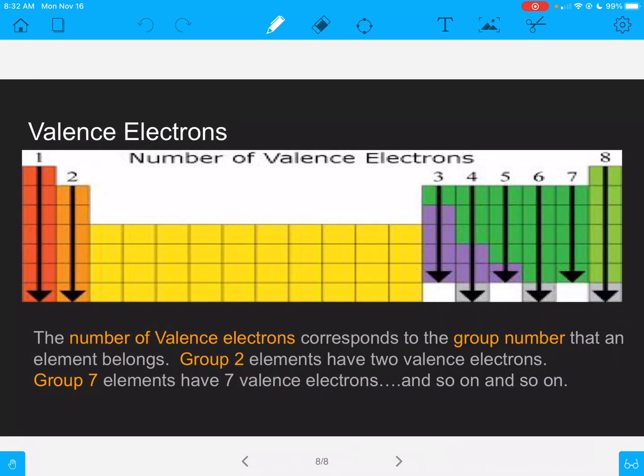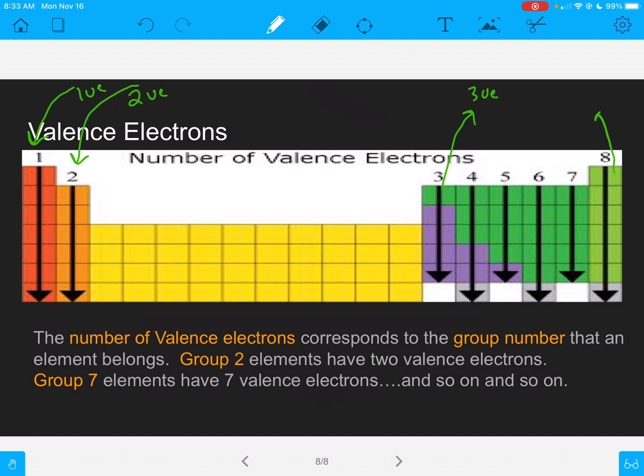Okay, everything in group 1 has 1 valence electron. Got it? Everything in group 2 has 2 valence electrons. This one has 1 valence electron. Over here, in group 3, guess what? 3 valence electrons. Are we catching on here?